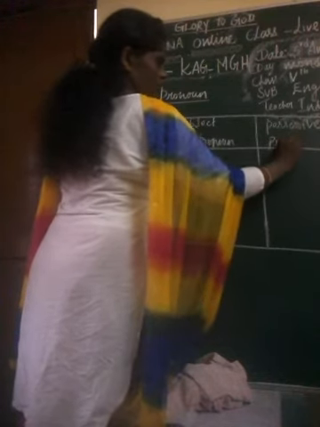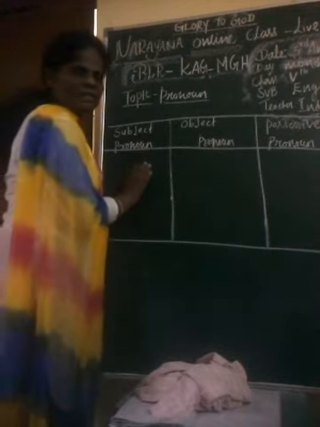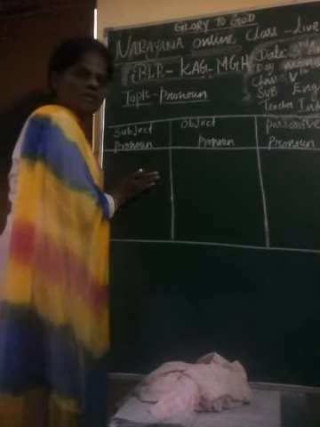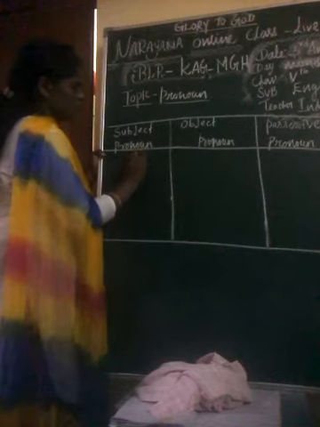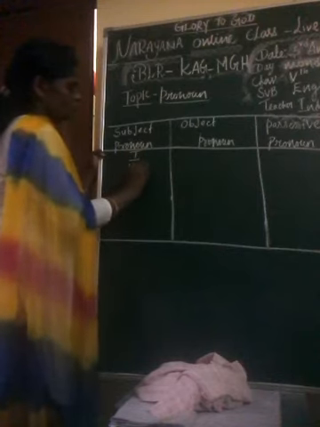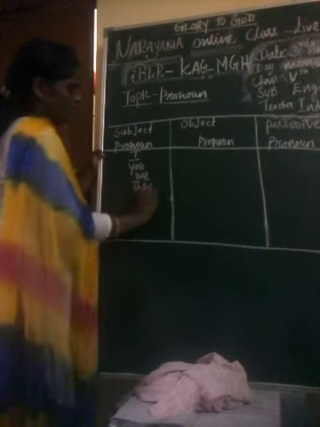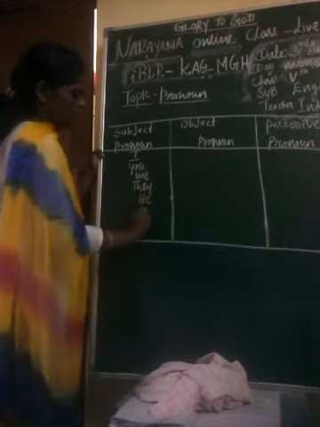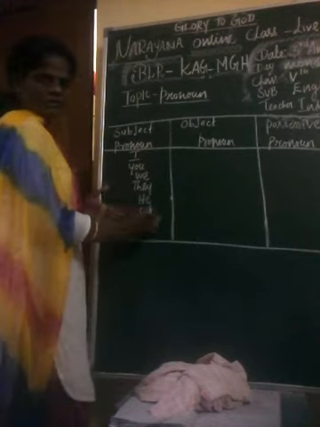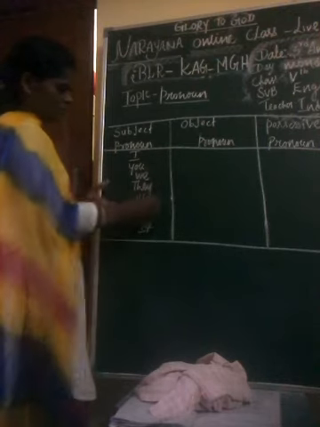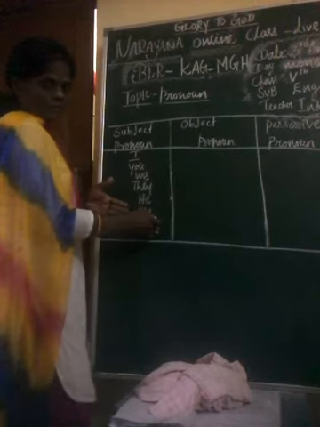Possessive pronoun. Okay. So first, subject pronoun. In the place of the subject, if I use a pronoun, those are called subject pronouns. What can I use? I can use you, we, they, he, she, it. These are all subject pronouns. In the place of subject, we can use these kinds of pronouns.